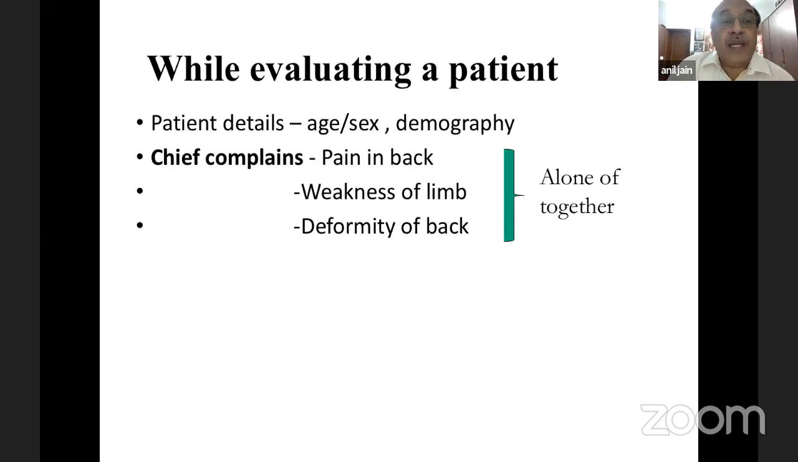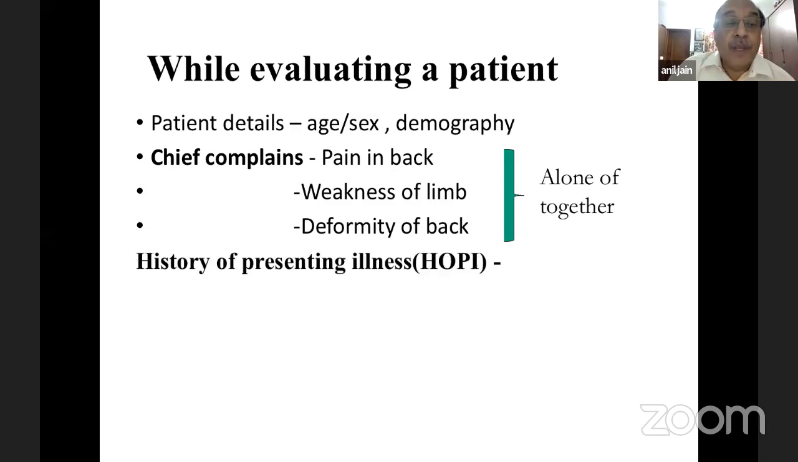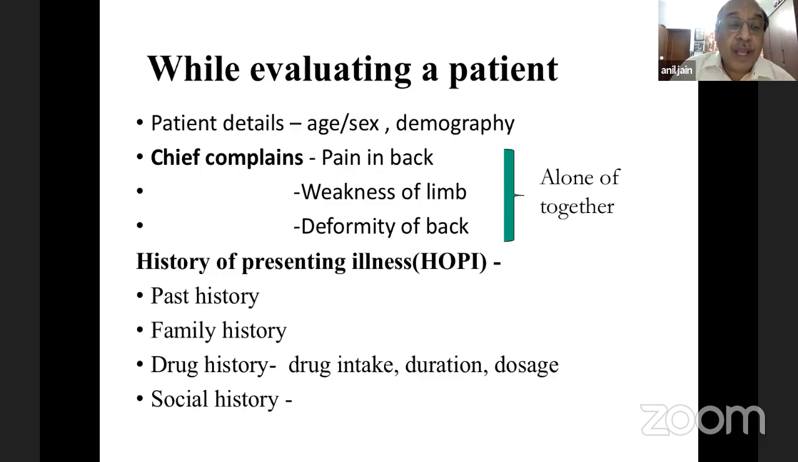Now, while evaluating a patient, you need to know the patient details and the chief complaint. In case of spine, generally they are pain in back, weakness or deformity, one alone or together. Then you elicit on these chief complaints by having a detailed history, and then go on to past history, family history, drug history, and social history. Now, these are not just mere formalities. These have an important bearing.